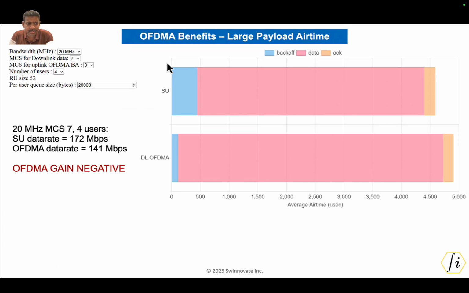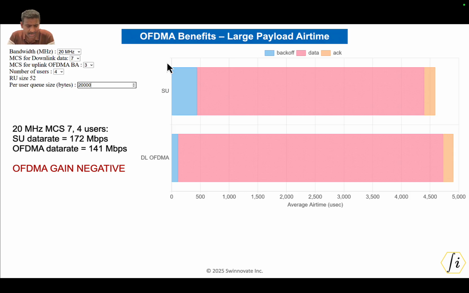So the first scenario we're going to take is a simple 20 megahertz bandwidth. The AP is in 20 megahertz bandwidth. Let us assume the clients are all using an MCS of 7, and let's assume that the ACKs are also obtained using OFDMA, so the MCS for the ACKs is like MCS 3. Let's assume the number of users is 4, so 20 megahertz is split between 4 users. That can be done with RU size 52. So we can assign RU 52 to each of the 4 clients, and we can transmit OFDMA.